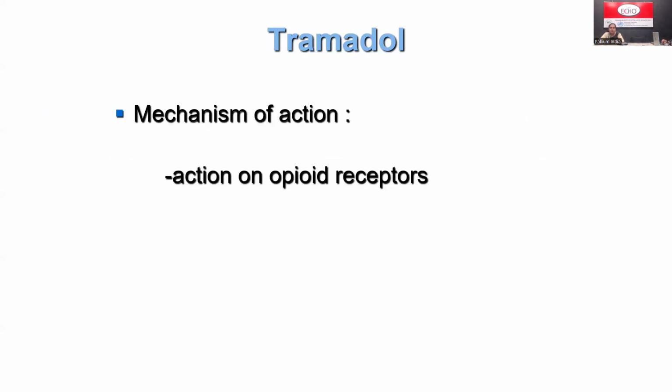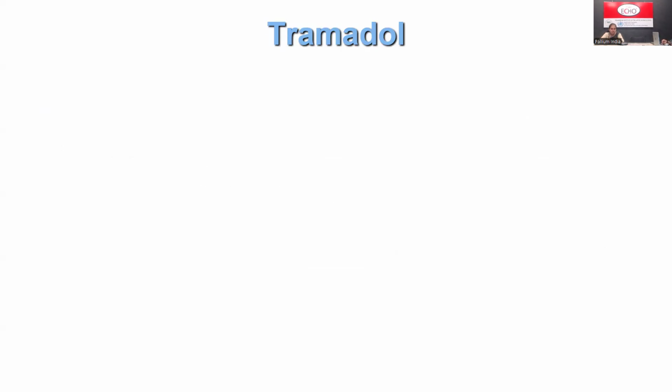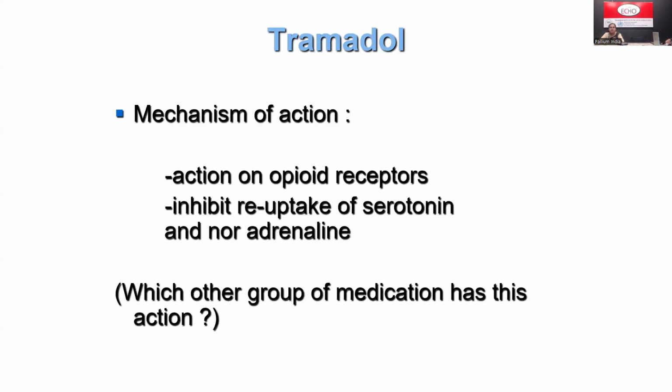Okay, next. We are moving on to the step 2 drug, that is tramadol. Its mechanism of action is that it acts on the opioid receptors and it inhibits the reuptake of serotonin and noradrenaline. By acting on the opioid receptors and inhibiting the reuptake of serotonin and noradrenaline, tramadol gives pain relief.